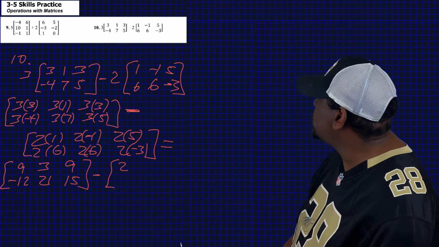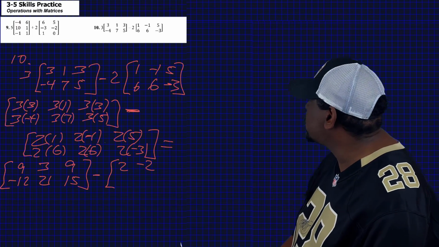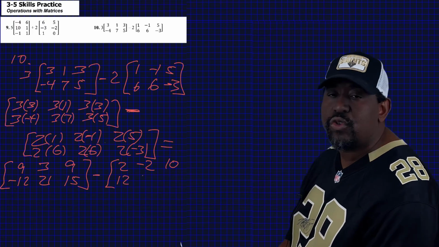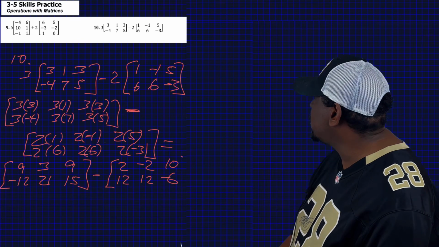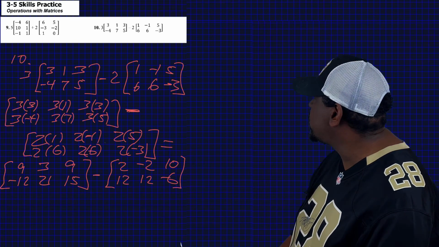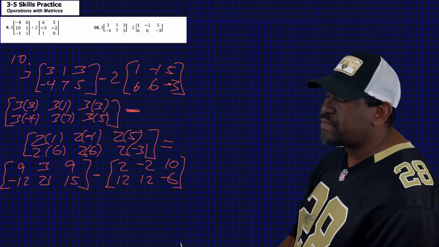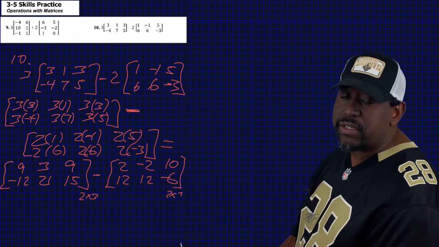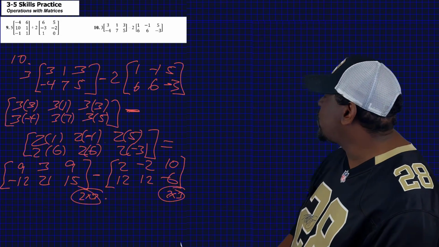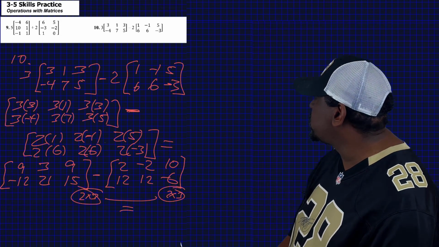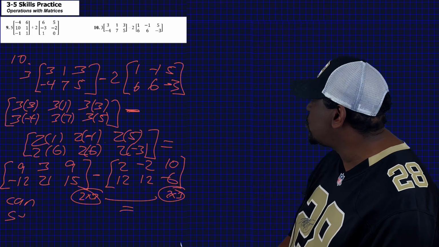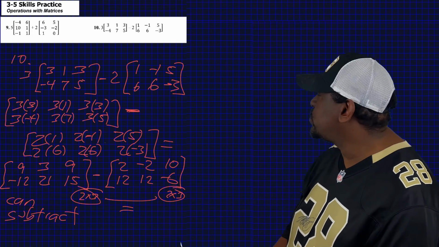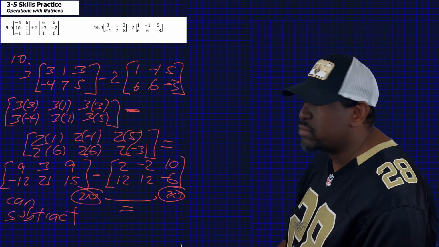So we will now simplify the second matrix, 2 times 1. You'll have a first row of 2, negative 2, and 10. And our second row will be 12, 12, and negative 6. So now, like we normally do, we have to check the dimensions and make sure they're the same. The first matrix is 2 by 3. The second is 2 by 3, so they're equal, which allows us to subtract the corresponding entries, which we will do to get our answer.